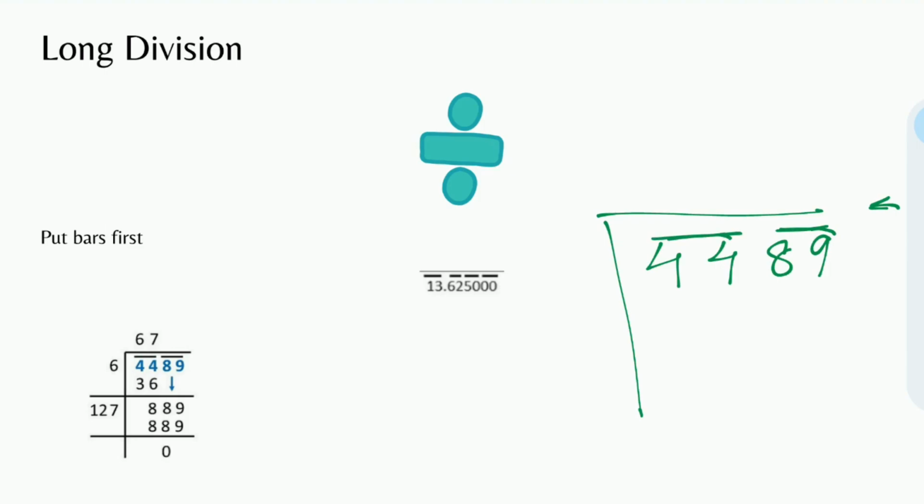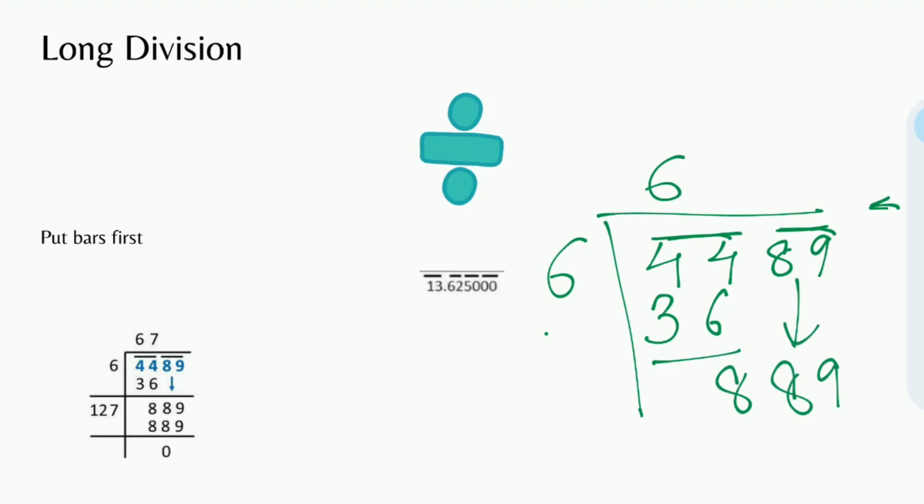My next step is to look at which square is nearest to 44. I know that 6 times 6 is 36, which is near 44, because 7 times 7 will be 49, which is greater than 44. Hence, we cannot put it in the division part. So I have written 36. 44 minus 36 becomes 8. Then I bring this 89 down.